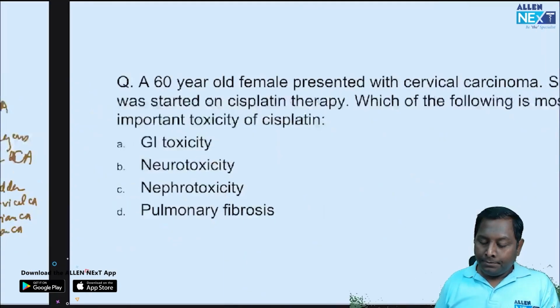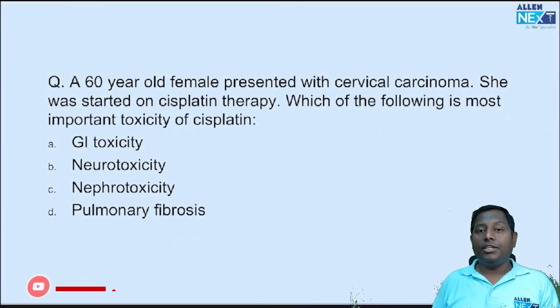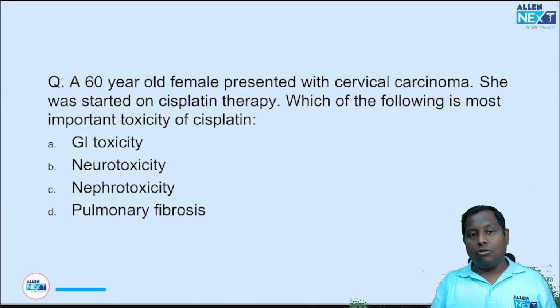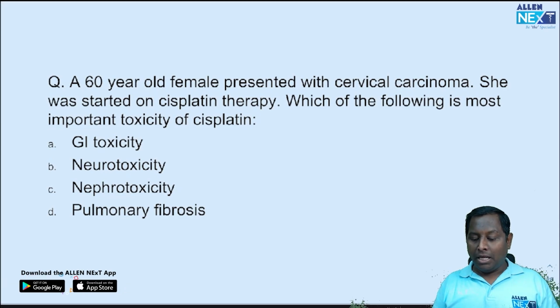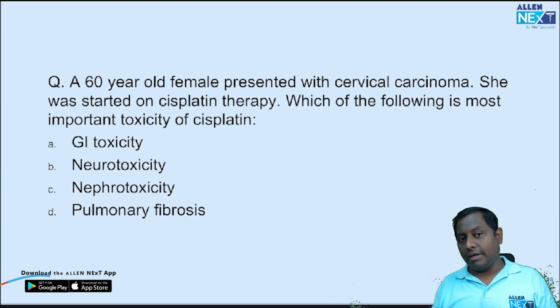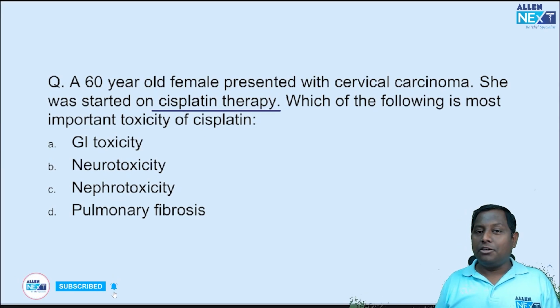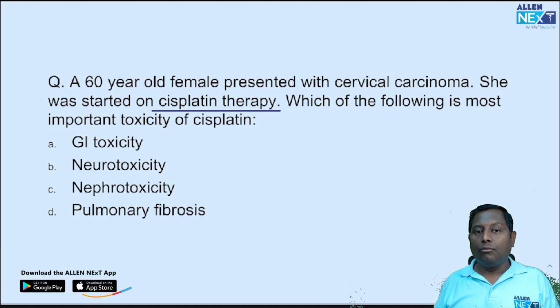ठीक है? Next, 60-year-old female presented with cervical carcinoma. Now I got two versions of this one. Hours ago only I got this version that there is a 60-year-old female and she was diagnosed with cervical cancer. She was treated with cisplatin. तो cisplatin पे दो क्वेश्चन हो गए, हाइपर सेंसिटिव पे दो क्वेश्चन हो गए. Which of the following is the most important toxicity?